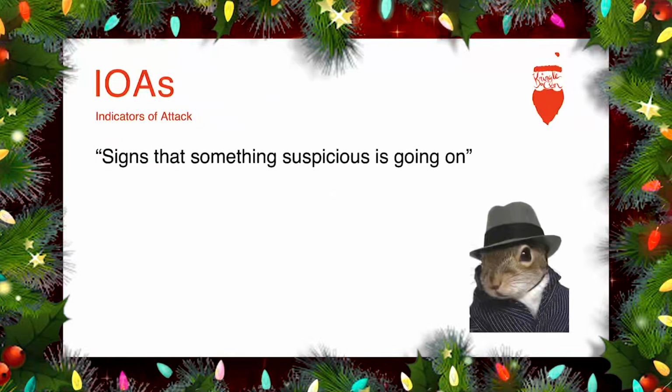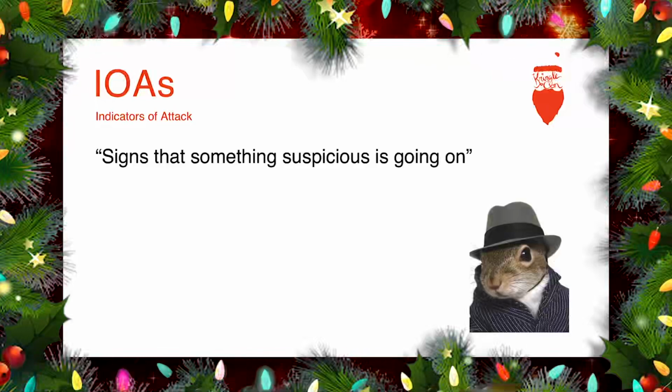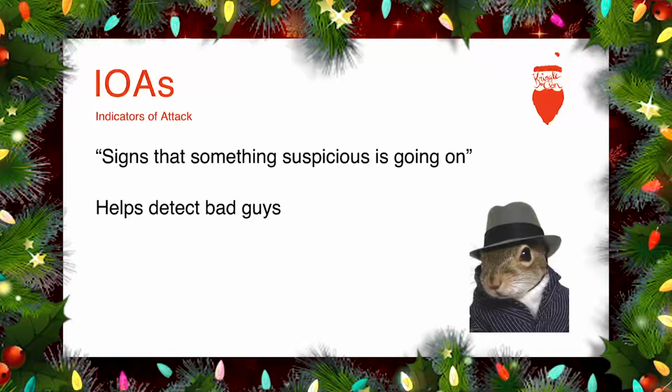So now we're going to dive into IOAs, or indicators of attack, signs that something suspicious is going on. And it helps us detect the bad guys once they're in. For examples, I always like to start with GetCallerIdentity because that's basically the "who am I" of the cloud, and a lot of attackers do it just to figure out where they landed in an environment, test the credentials, see what the name of my user or role is, etc.